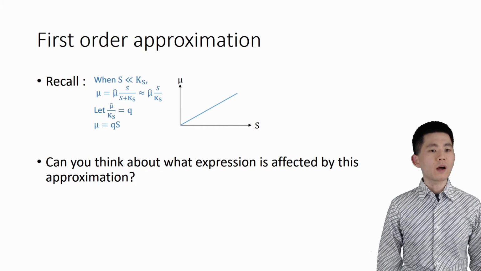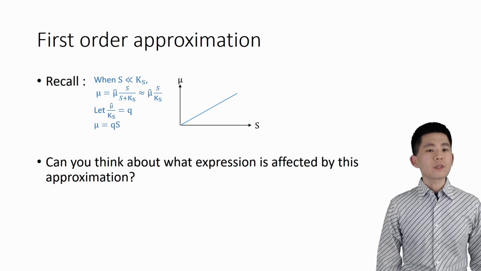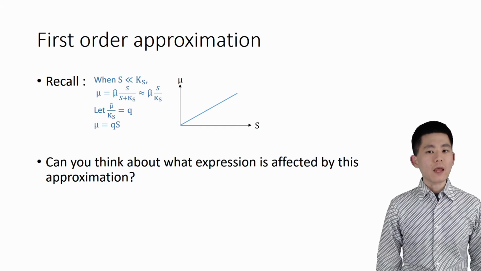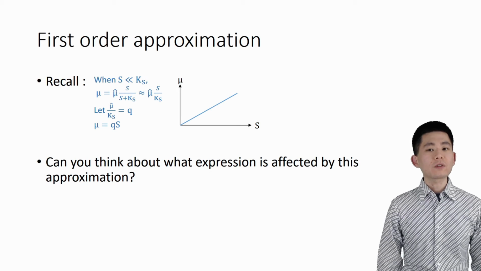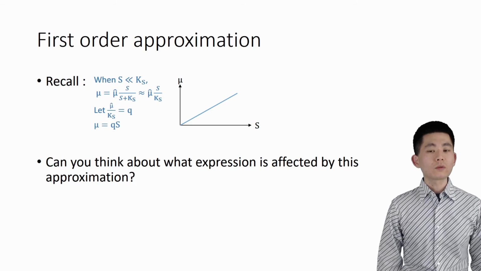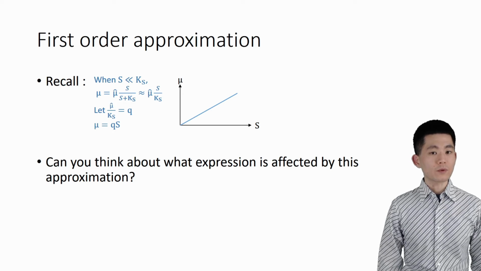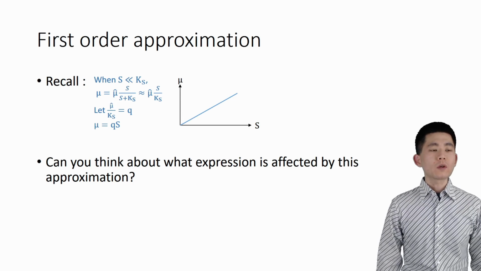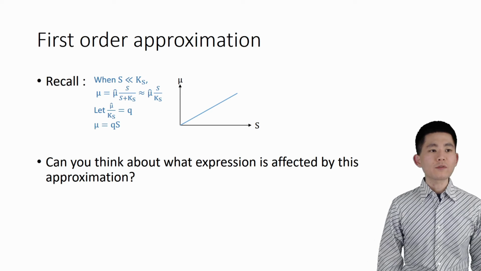Because in a CSTR the influent is instantly diluted to the well-mixed reactor, the substrate concentration in the reactor equals that in the effluent and is typically very low. Recall from the Monod equation, when the substrate concentration is low, we can approximate that the specific growth rate is first order in the substrate concentration. Can you think about which expression that we have covered is affected by this first order approximation?